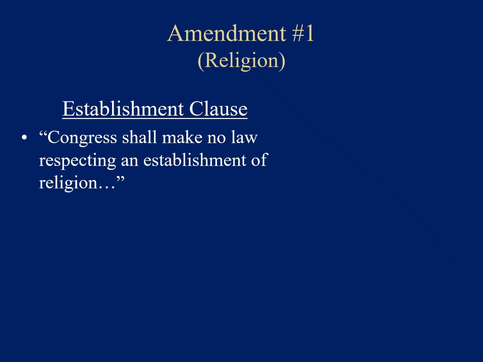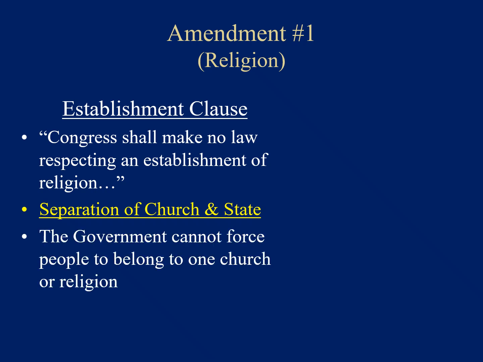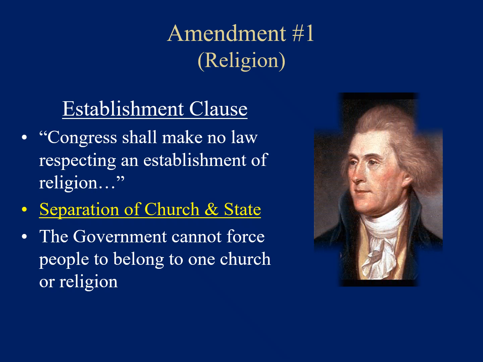One of the key ideas included in freedom of religion would be the Establishment Clause. It comes from the text in the First Amendment that says, "Congress shall make no law respecting an establishment of religion." A lot of times people have used this as a shorthand for the meaning of separation of church and state. This means that the government cannot force people to belong to one church or to any church, or favor one religion over another. The words separation of church and state do not appear in the Constitution. They actually were coined by the gentleman shown here, Thomas Jefferson.